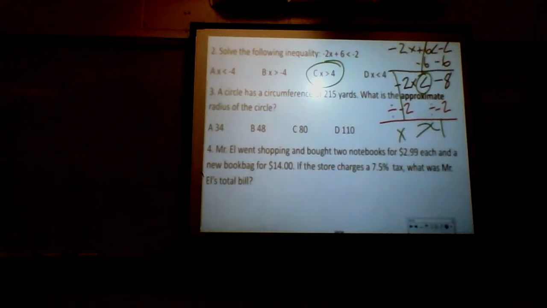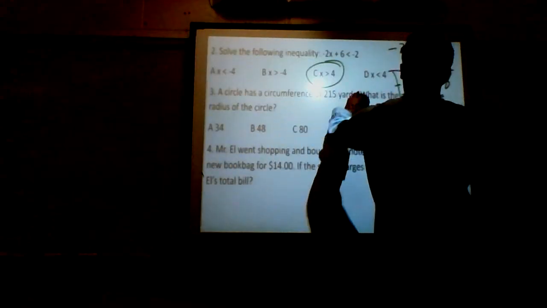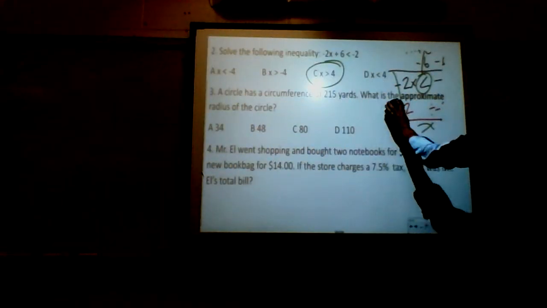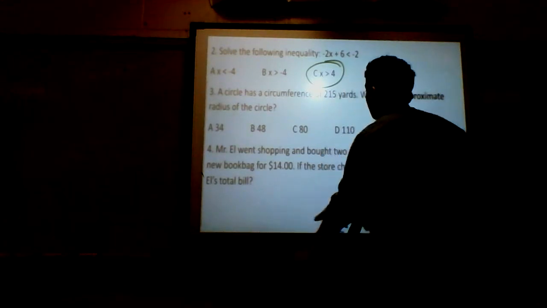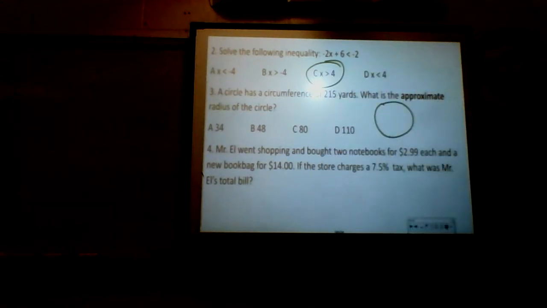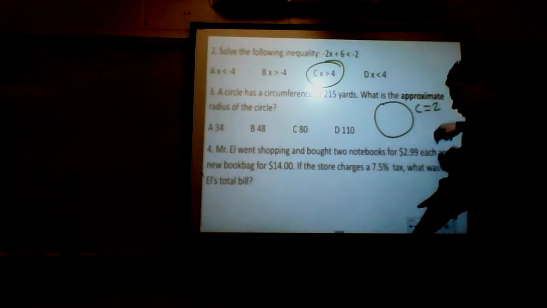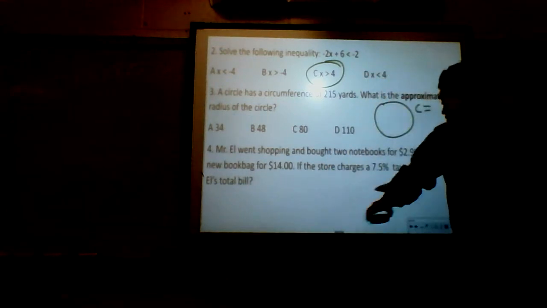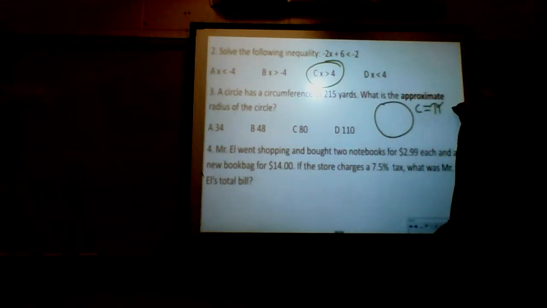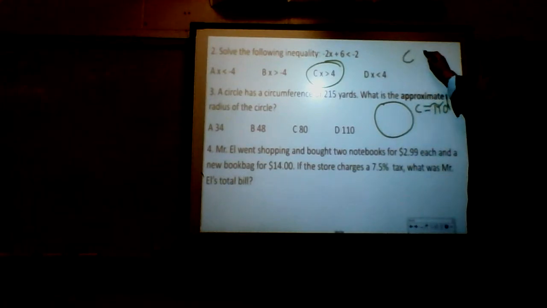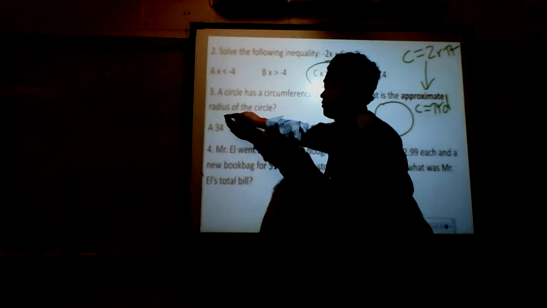Number 3. A circle has a circumference of 215 yards. What is the approximate radius of the circle? By now, you should have done this without me having to tell you. There's a circle. We're talking about circumference. Circumference equals pi times diameter. Or you could use circumference equals 2 times the radius times pi. I prefer this because it's easier. Okay? We're looking for the approximate radius.